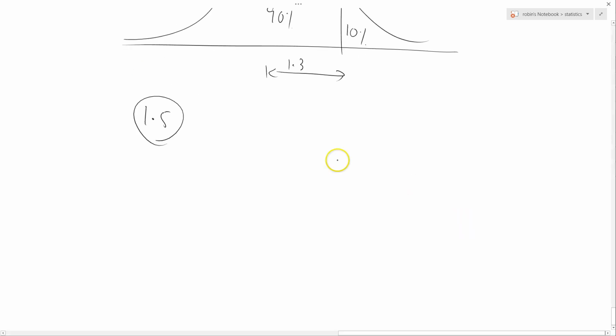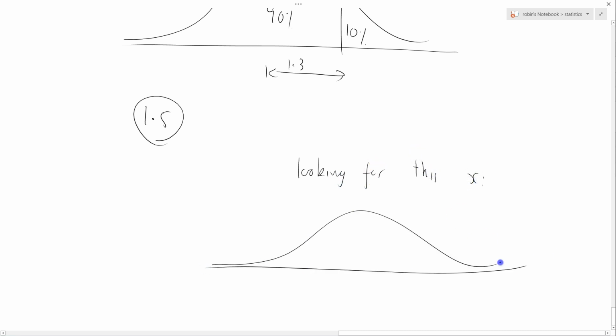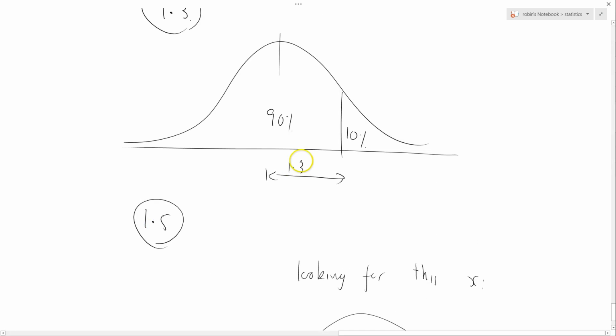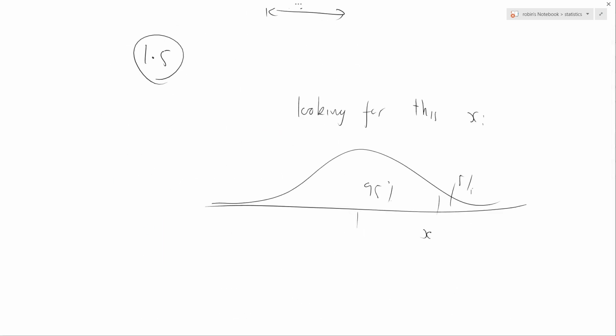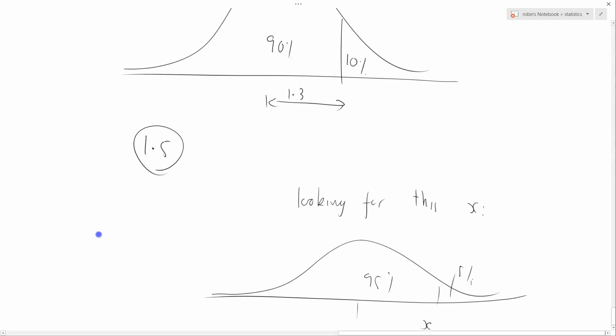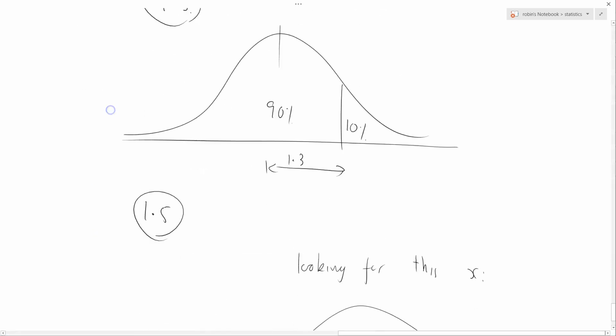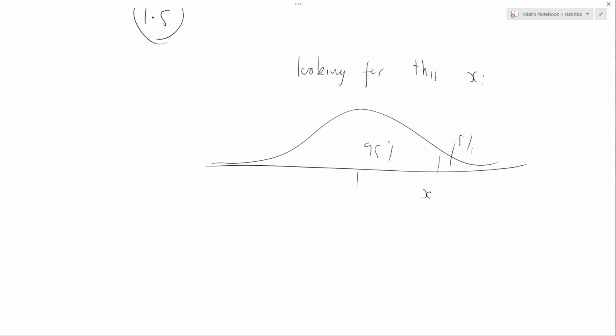Remember that we're looking for this x that has this property here. There's x, and there's 95% to the left of it and 5% to the right of it. We've guessed too small and we've guessed too big, so we know we've bracketed the answer. We know it's between 1.3 and 2.1, but that's not very good. And of course I could play games like this all day.